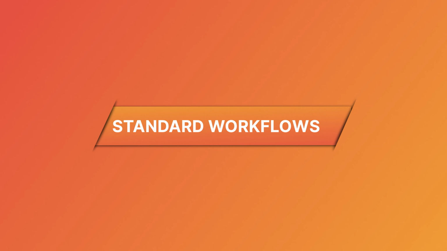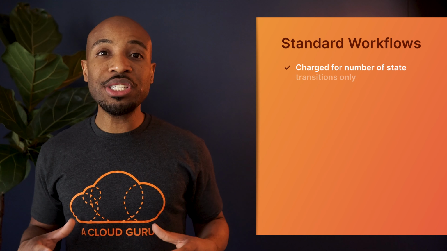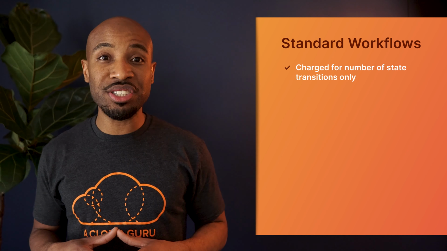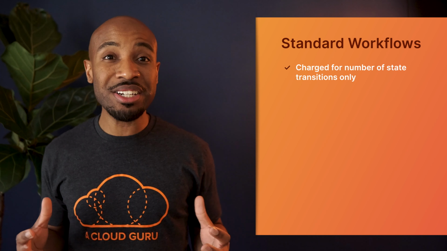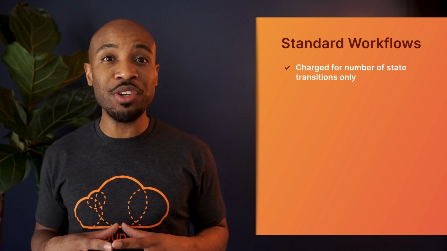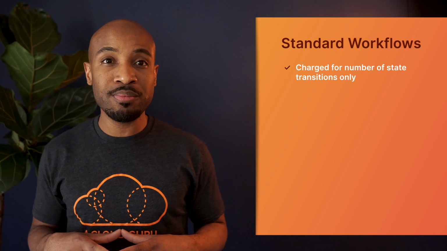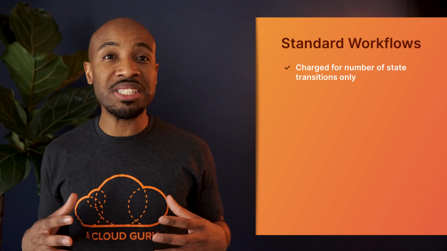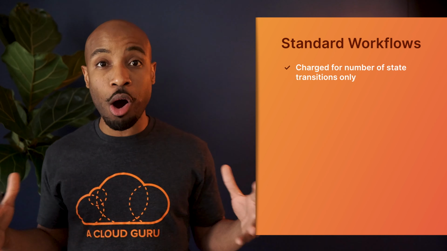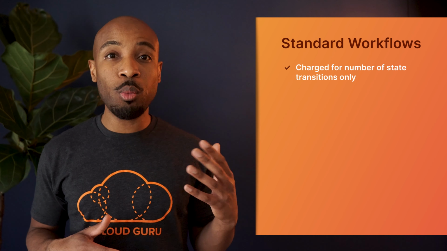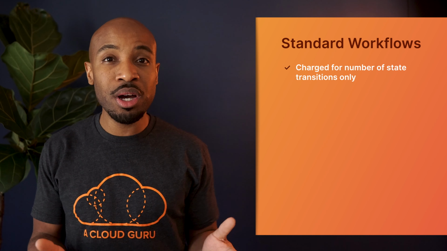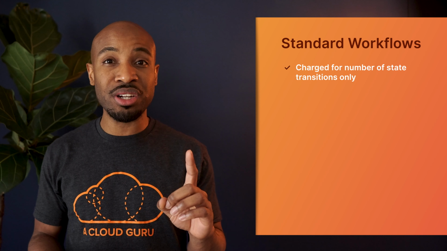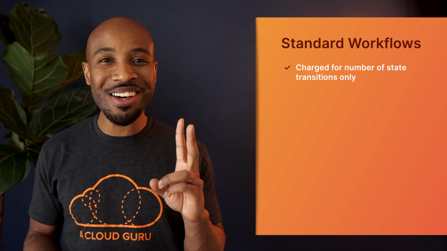First, let's talk about standard workflows. With standard workflows, you're only charged for the number of state transitions. Step Functions counts a state transition each time a step of your workflow is executed. You are charged for the total number of state transitions across all of your machines, including retries. For example, going from one Lambda execution to another will count as one state transition. A retry would count as another.